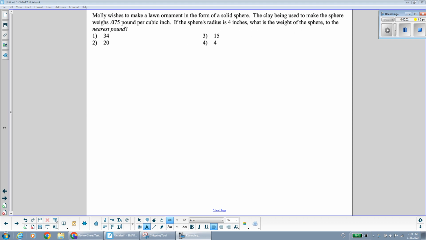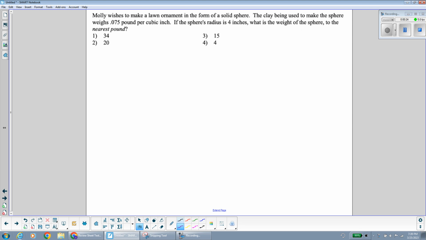In this video, we're going to talk about density. So, in this question, it says that Molly wishes to make a lawn ornament in the form of a solid sphere. The clay being used to make the sphere weighs 0.075 pounds per cubic inch. If the sphere's radius is 4 inches, what is the weight of the sphere to the nearest pound?